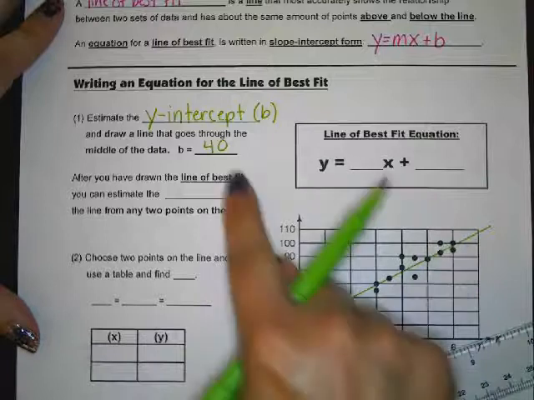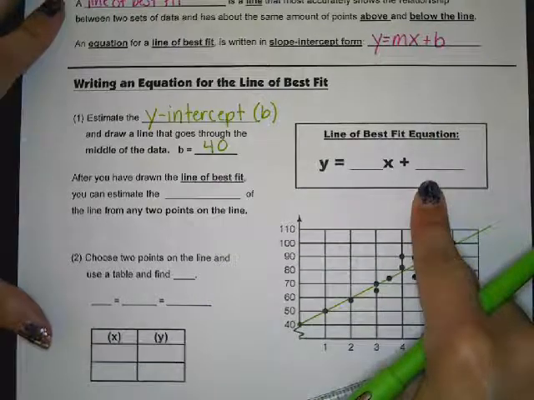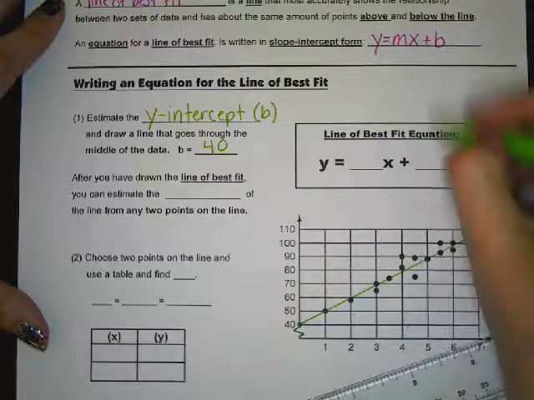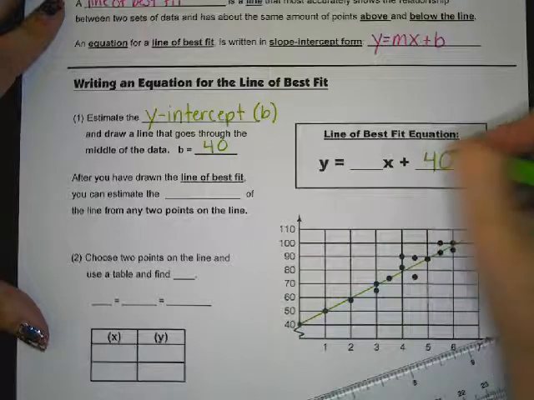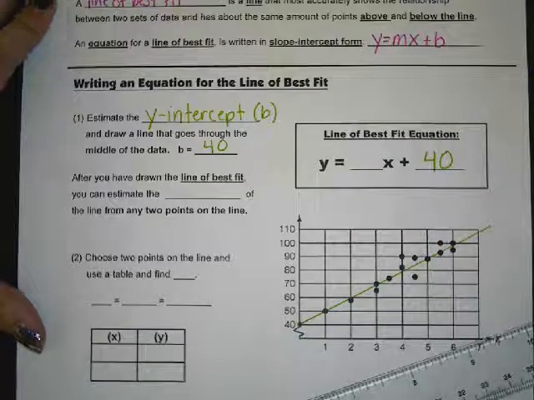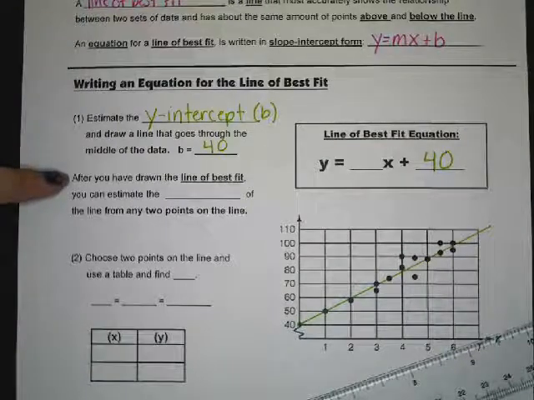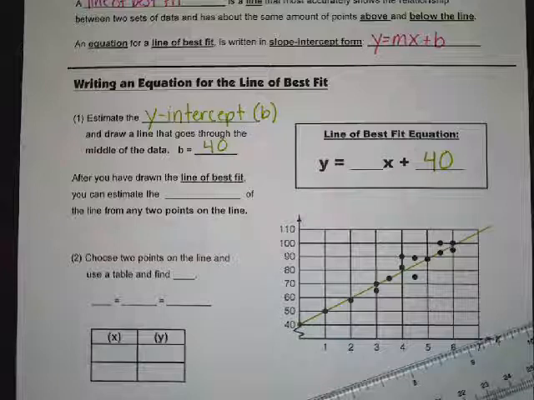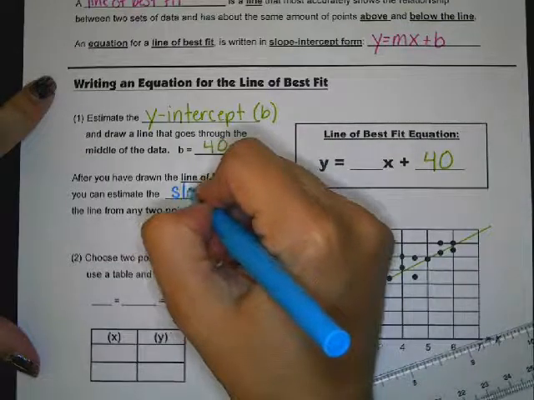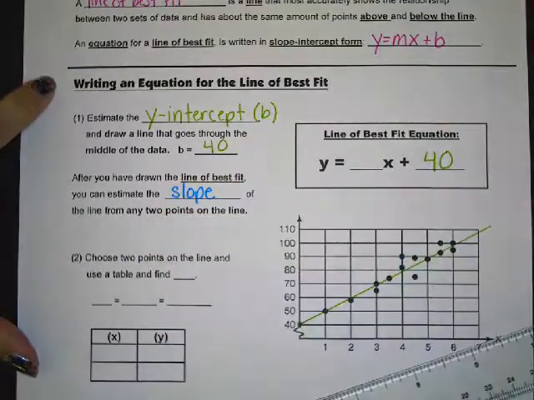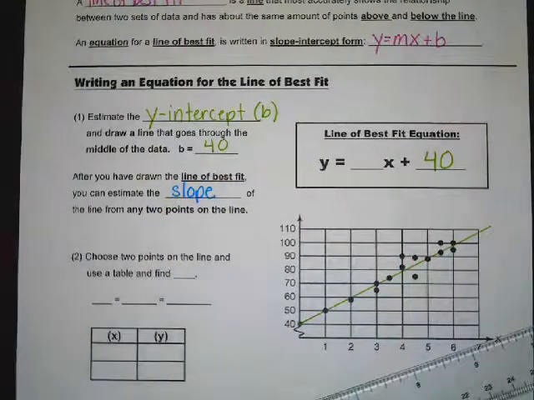What that also tells us is that our line of best fit equation, the b value over here, also is going to be 40 because we're using y equals mx plus b, so b is 40. After you've drawn the line of best fit, you can estimate, what do you think we're going to estimate? We're going to estimate the slope of the line from any 2 points on the line.